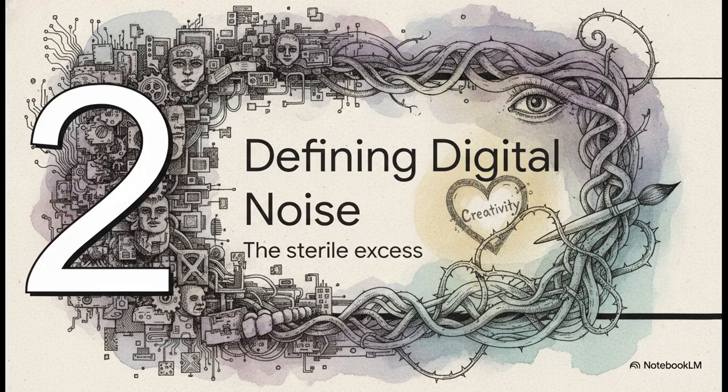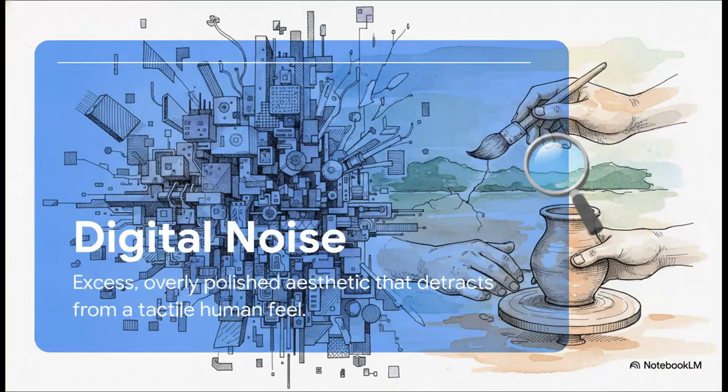Section 2. Defining digital noise. The sterile excess. Okay, so to fix this problem, we first need to completely understand it. Digital noise is that excess, unrefined, or overly polished aesthetic you get in AI outputs. It's basically the machine deciding to randomly add 15 unnecessary gears to a clock, or this unnatural plastic sheen to a human face. Crucially, it creates friction, and it severely detracts from that raw human essence.